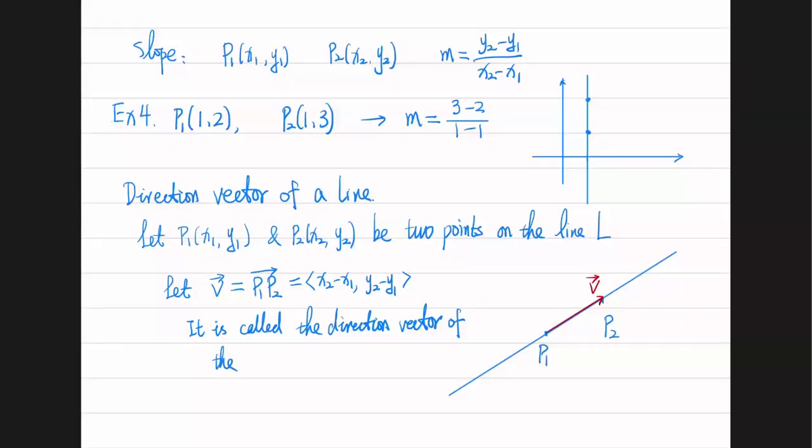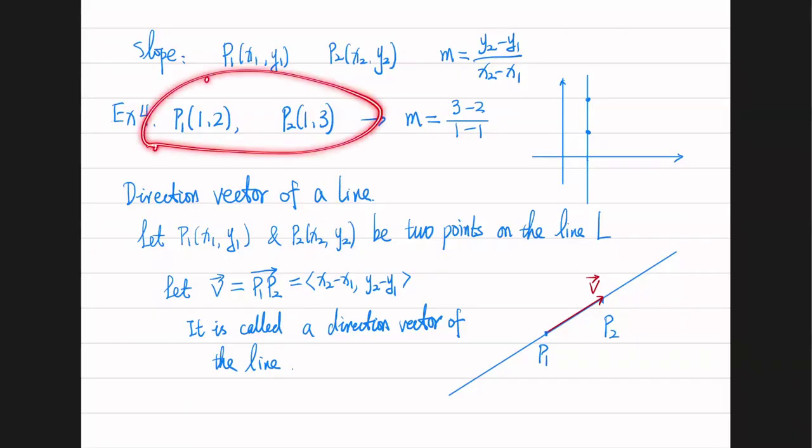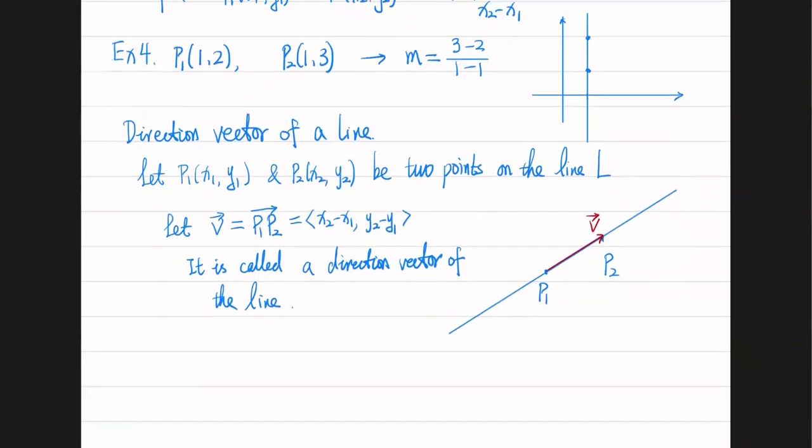Maybe A, not Z. A. Okay, let's go back to the previous example. For these two points, find the direction vector. Example 4, continued. Find a direction vector.